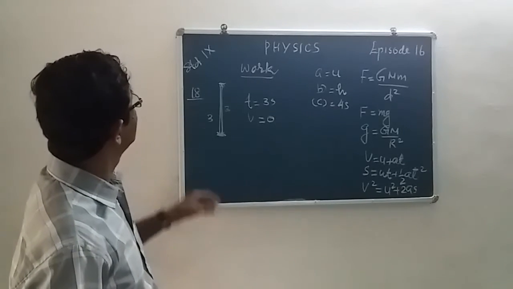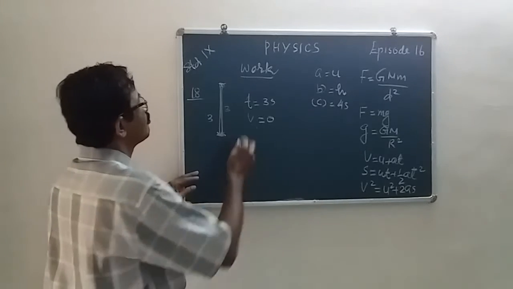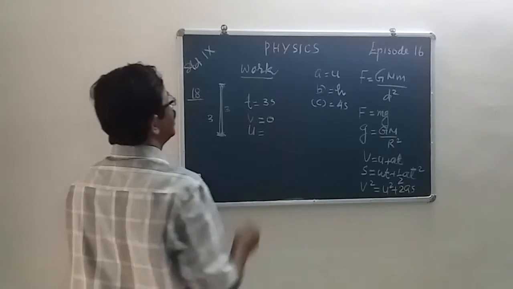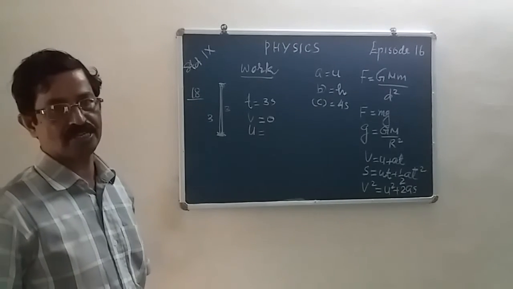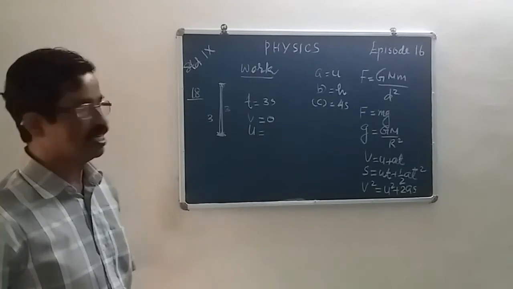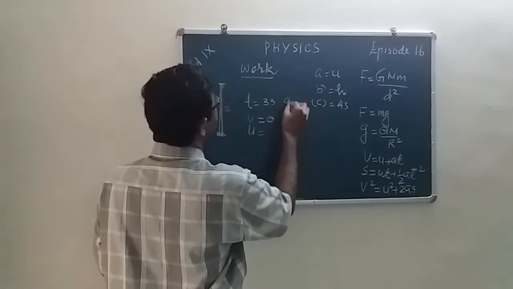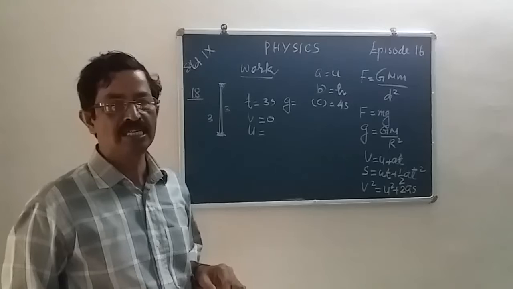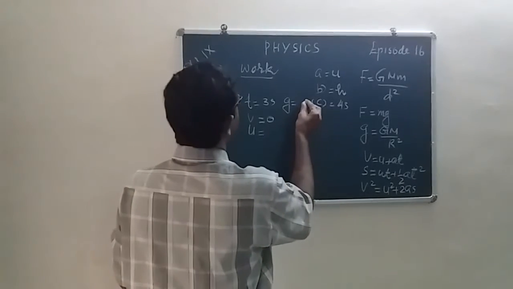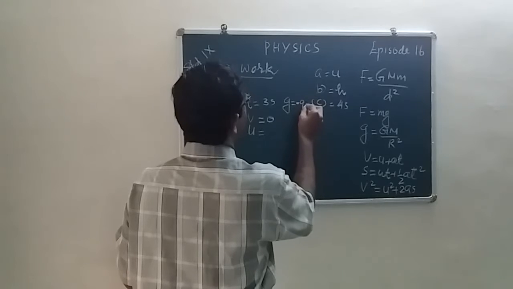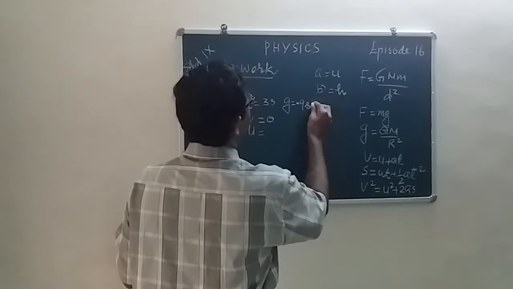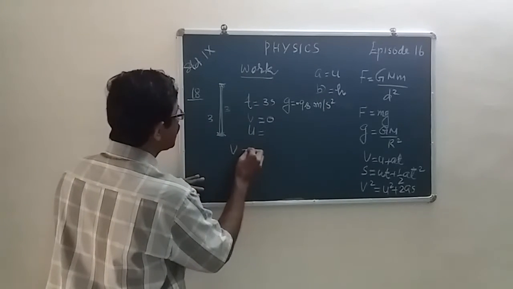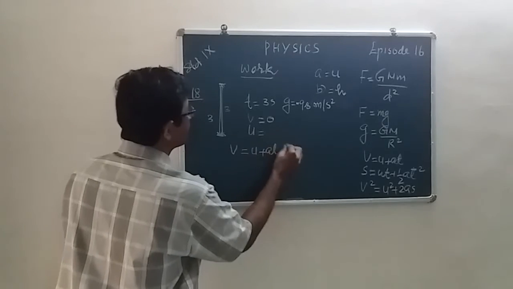Final velocity v is equal to 0, and the initial velocity is what we want to find out. But acceleration g is known. When the body is thrown upwards, acceleration is negative, and we can take it as minus 9.8 meter per second square. So from the relation v is equal to u plus at.